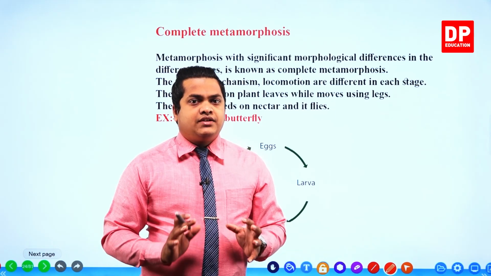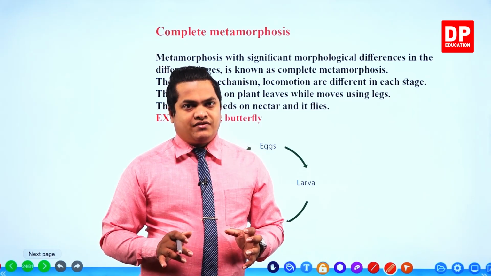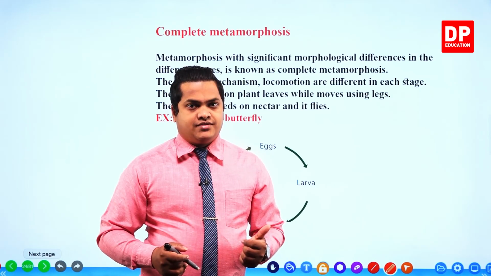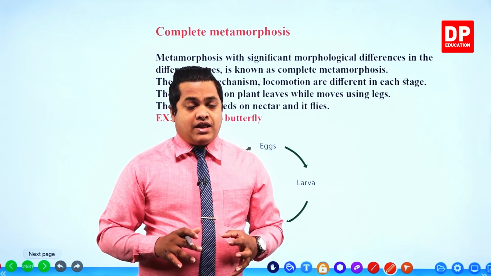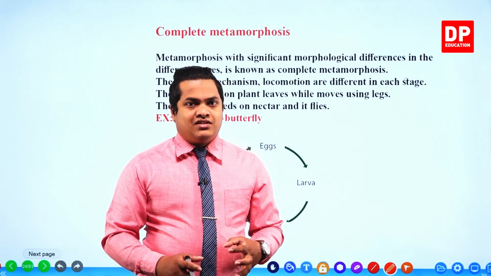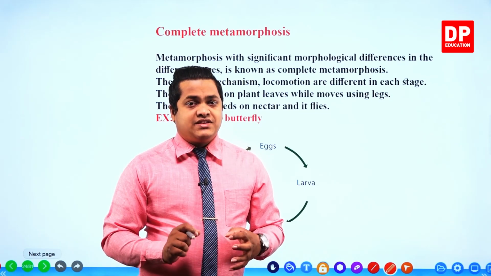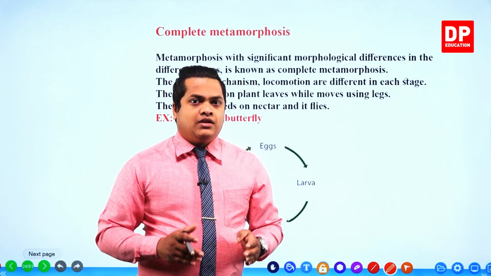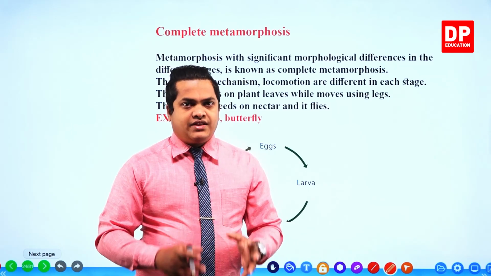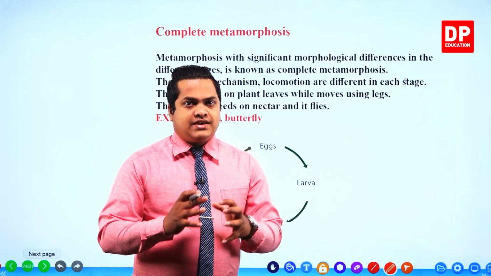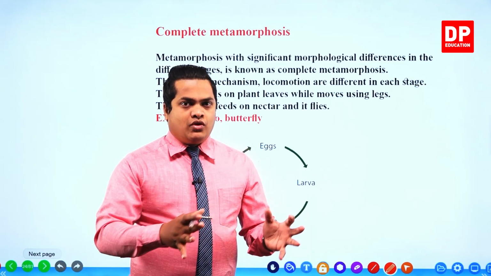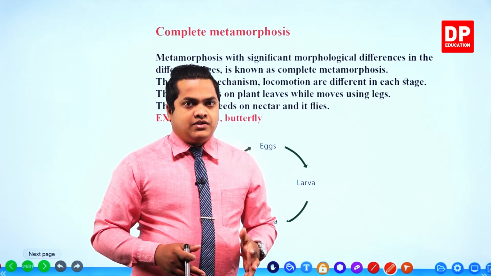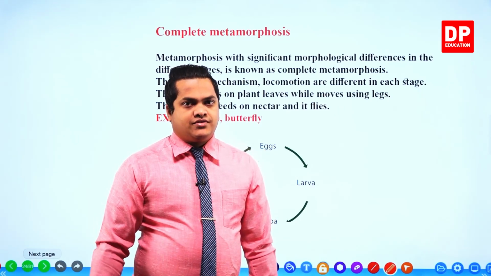There are significant morphological features in each stage of the life cycle of an organism. There are significant changes like in the frog: the tadpole and the eggs. Each of these three stages has significant changes. Caterpillar, pupa, butterfly, and after that, eggs. So eggs, caterpillar, pupa, butterfly. All of these four stages have significant changes.